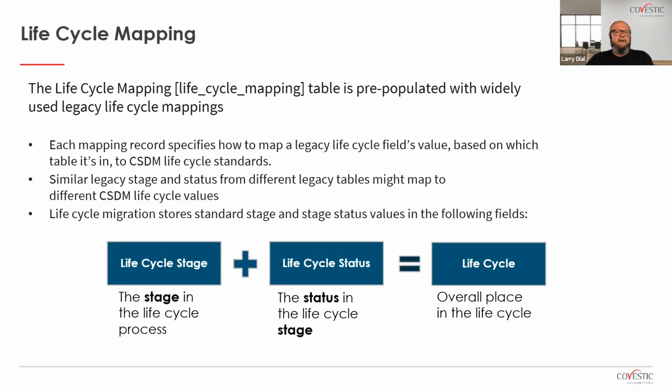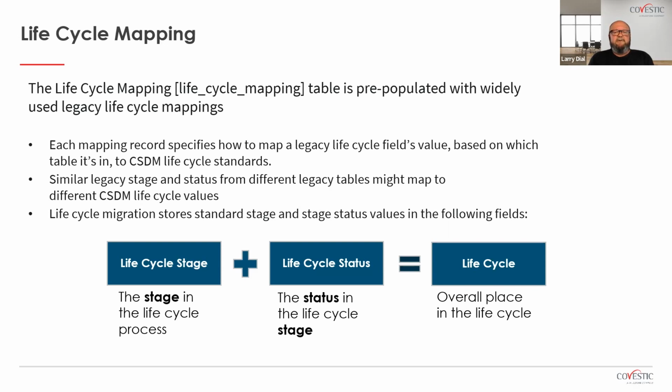So talking a little bit about mapping here, again, the lifecycle mapping table is pre-populated. Each mapping record specifies how to map a legacy lifecycle field value, based on which table it's in, to the CSDM lifecycle standard. Similar legacy stage and status from different legacy tables might map to different CSDM lifecycle values. It takes a little bit of work and diligence and some analysis to determine that.